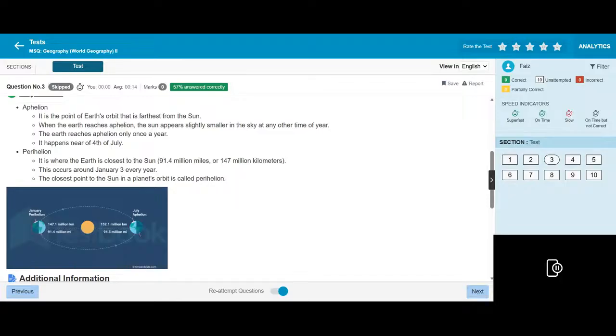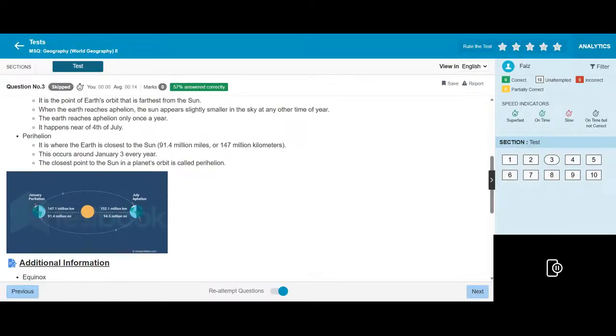Perihelion is where the Earth is closest to the Sun, 91.4 million miles or 147 million kilometers. This occurs around January 3 every year. The closest point to the Sun in a planet's orbit is called perihelion.